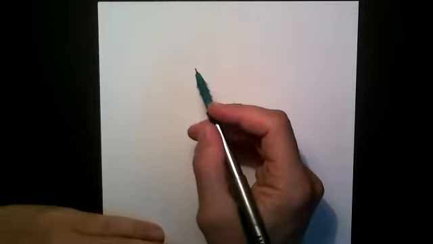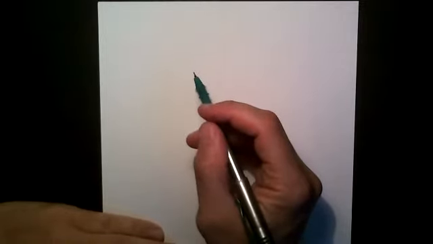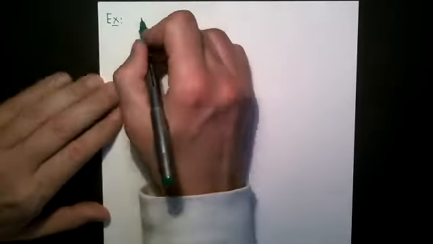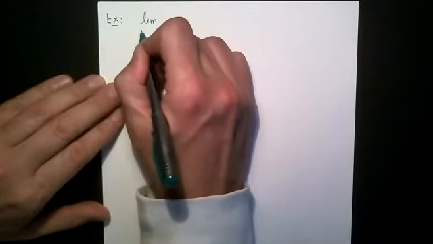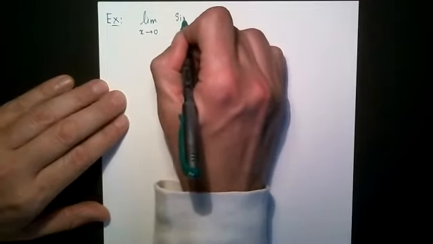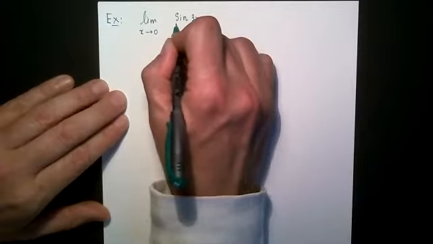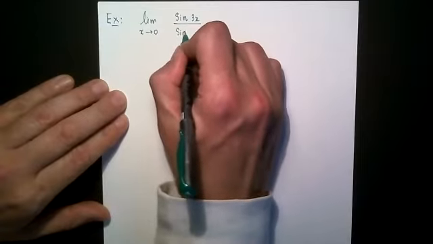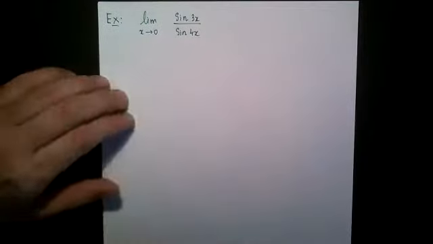Today, what I want to cover is doing a few examples on limits involving trig functions, so a bit more challenging ones, and then we'll continue with it, okay? Let's go. So example: limit as x approaches 0, let's say sine of 3x divided by sine of 4x.